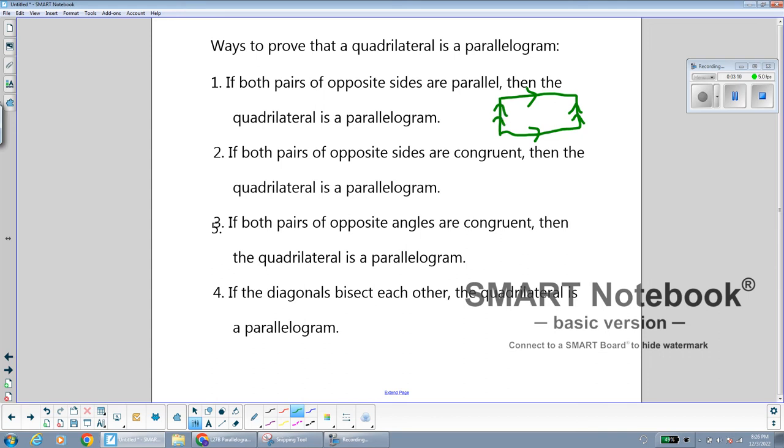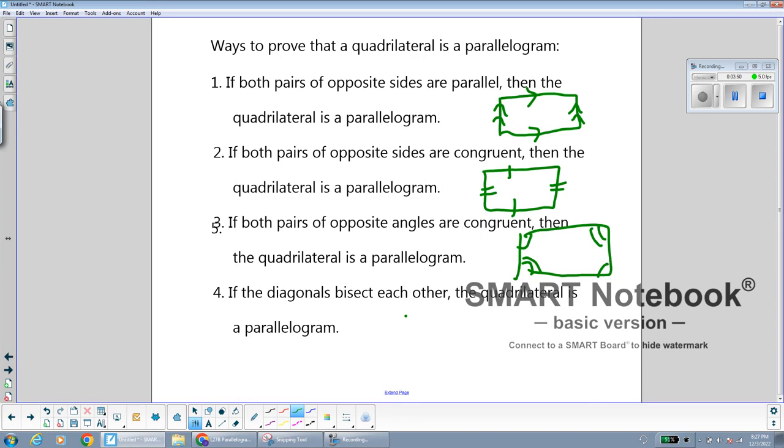If both pairs of opposite sides are congruent, then the quadrilateral is a parallelogram. So let me draw you a picture. If both pairs of opposite sides are congruent, then we have a parallelogram. And we know that that's a property of parallelograms, that both pairs of opposite sides are congruent. Then we have if both pairs of opposite angles are congruent, our quadrilateral is a parallelogram.